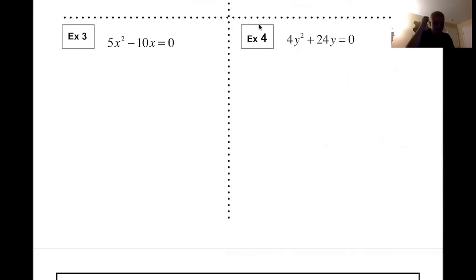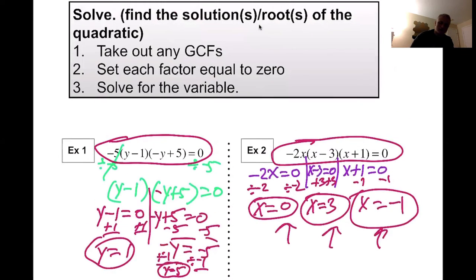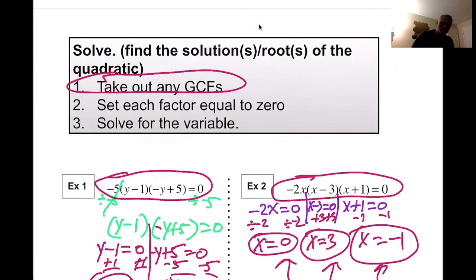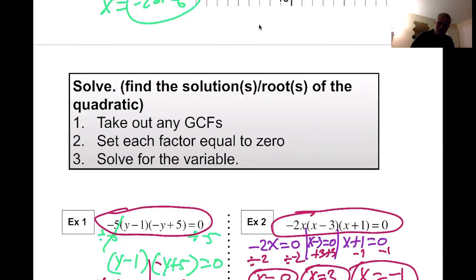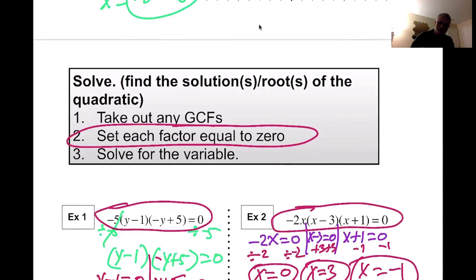Let's look at example 3. Okay, so now we actually have one that's not all factored out. So now we are going to factor out any GCFs. Is there a GCF here? Hopefully you can all see that 5x is a GCF. So if I divide the first term by 5x, I get x. If I divide the second term by 5x, I get -2. We have done step 1 beautifully. Step 2 says, set each factor equal to 0.